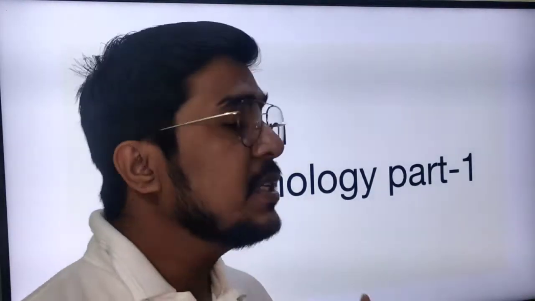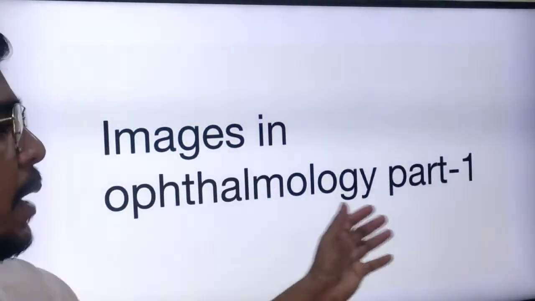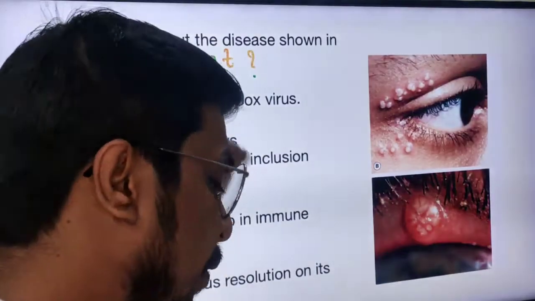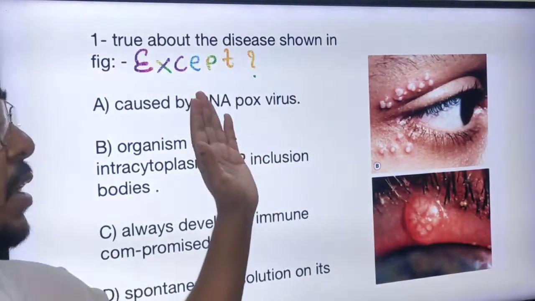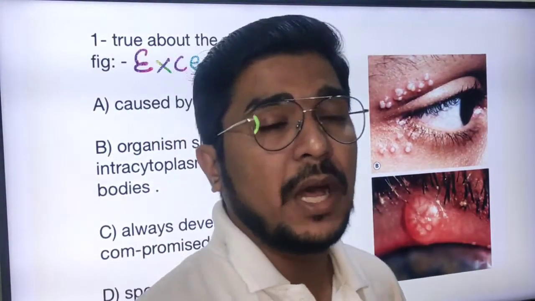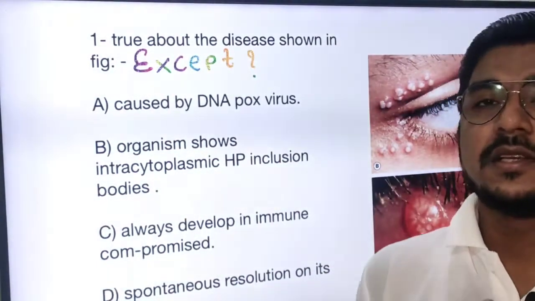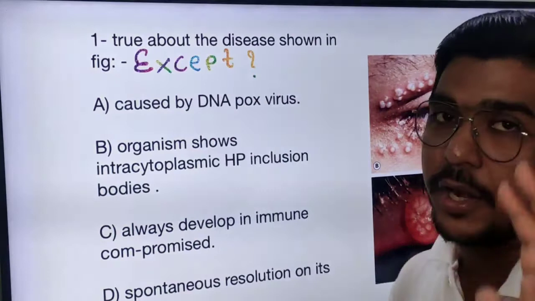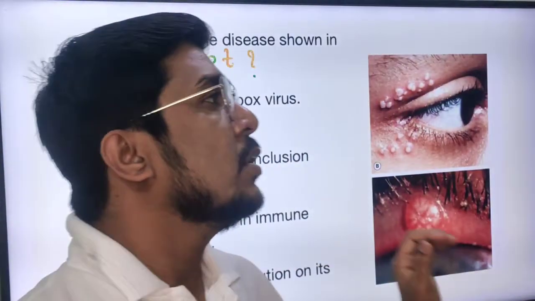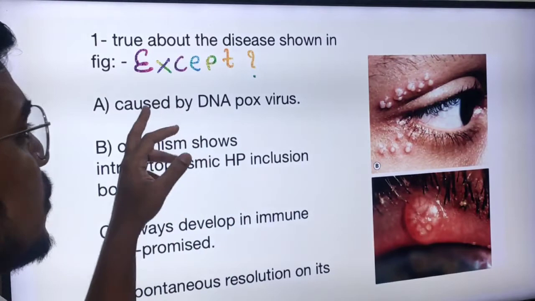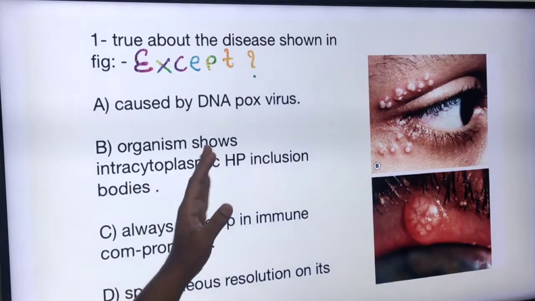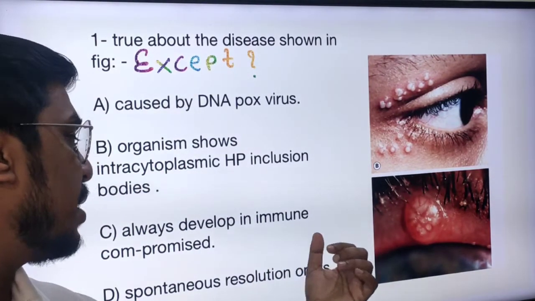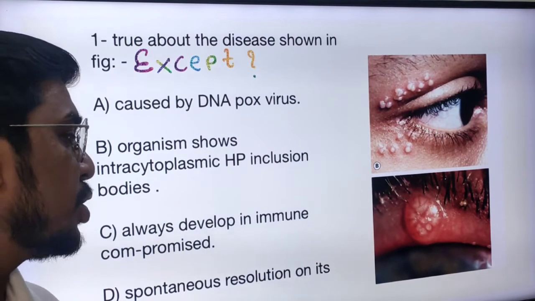So we will start with our images in ophthalmology part 1. Here we are with the first question. The first question is asking, what is true about the disease which is shown here in the figure, except. The word except is very important. The options are: it is caused by the DNA pox virus; organism shows intracytoplasmic HP inclusion bodies; always developed in immunocompromised; and spontaneous resolution on its own.